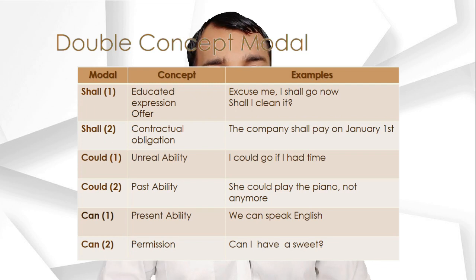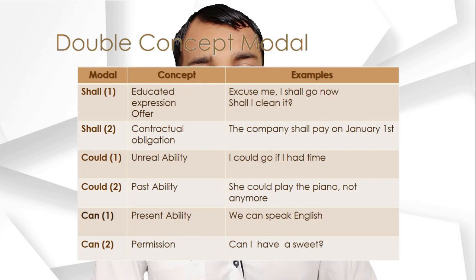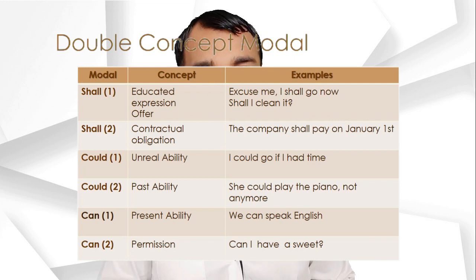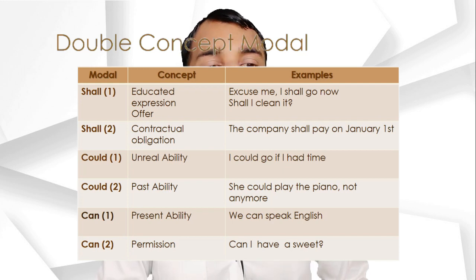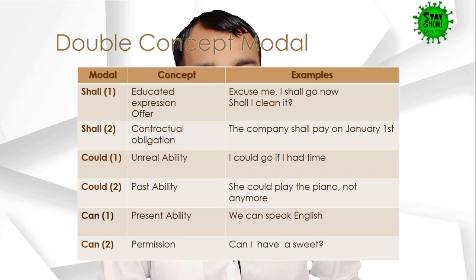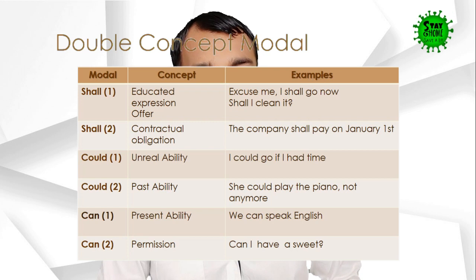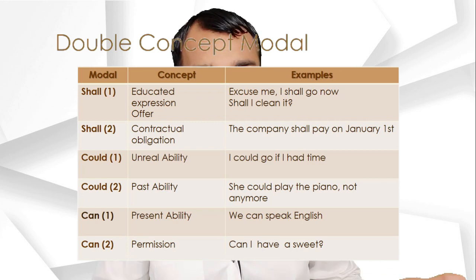Then the first meaning of the modal could is unreal ability. That means impossible ability. An example is I could go if I had time. I could go if I had time is an example for the number one meaning, unreal ability. I could go if I had time, but no time, so I can't go.